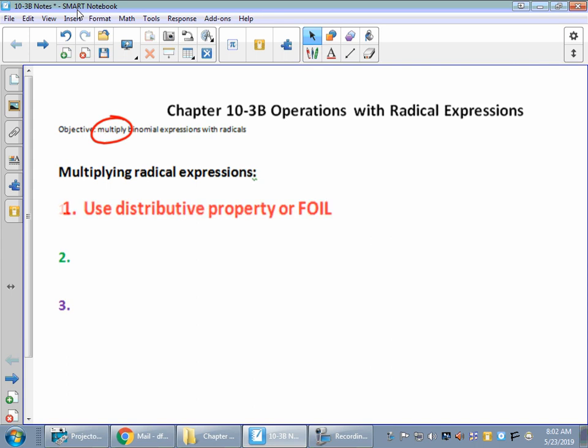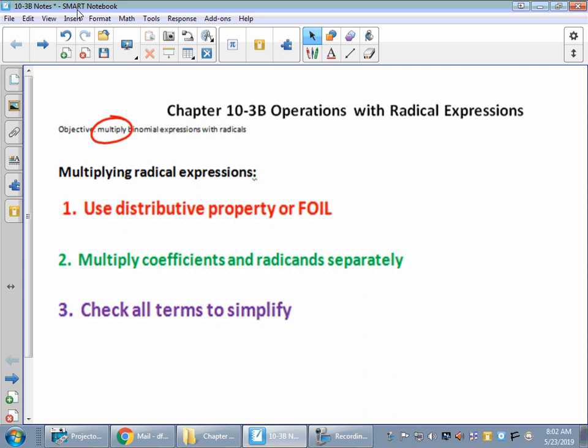First thing we have to do is use the distributive property or FOIL, if that's possible. We know what the parentheses, FOIL, whatever you want to call it, or distributive, when you multiply everything by everything. That's what we're going to do. The second step would be then to multiply your coefficients and radicands separately. Remember, your coefficients are outside of the square root. Your radicands are the numbers underneath the square root sign. Multiply those separately. And then finally, we're going to check all terms to simplify.